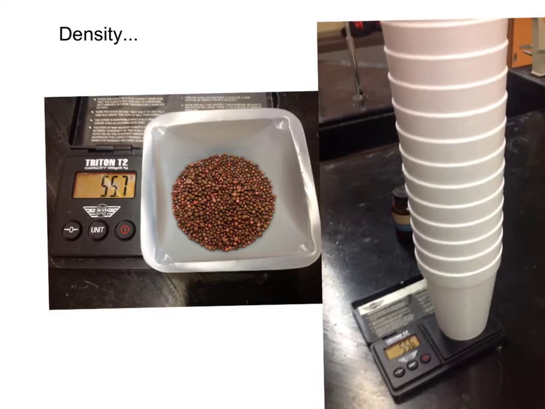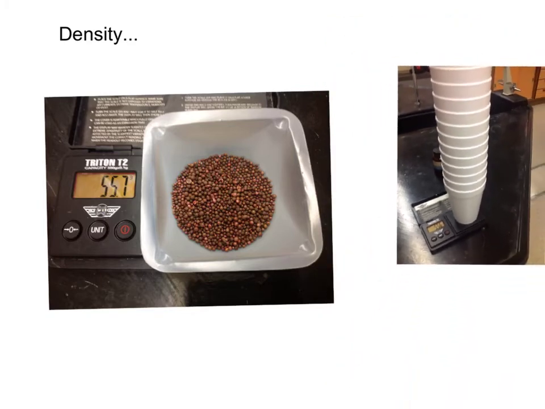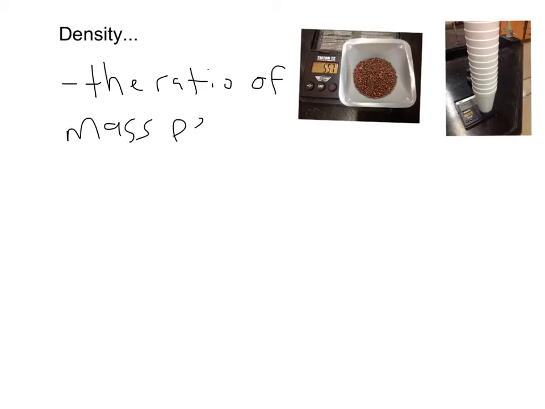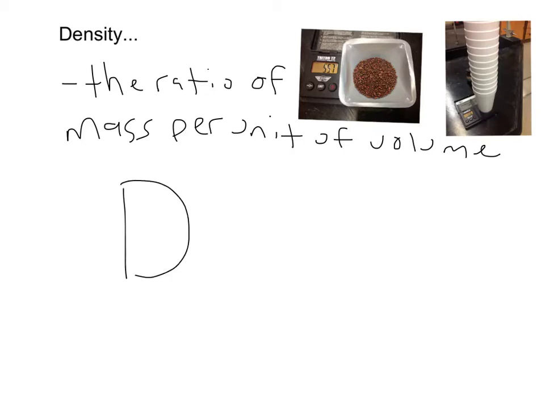Right. The copper takes up a lot less space to give you the same amount of mass than the styrofoam does. And that's exactly what we're getting at with this idea of density. And so that's what we're going to do first, is define density. The density definition would be the ratio of mass per unit of volume. And in a math equation, we can express this with a D for density equal to M over V, the ratio of mass to volume.